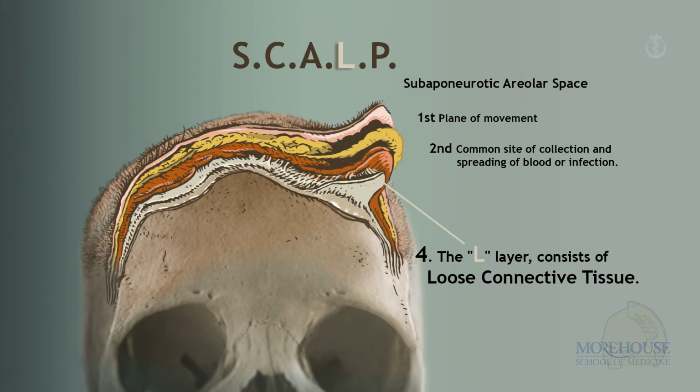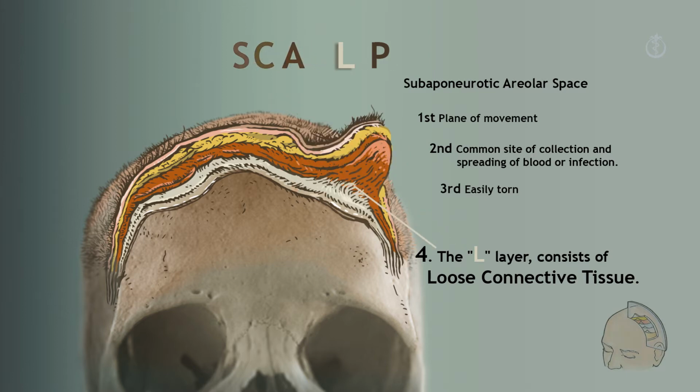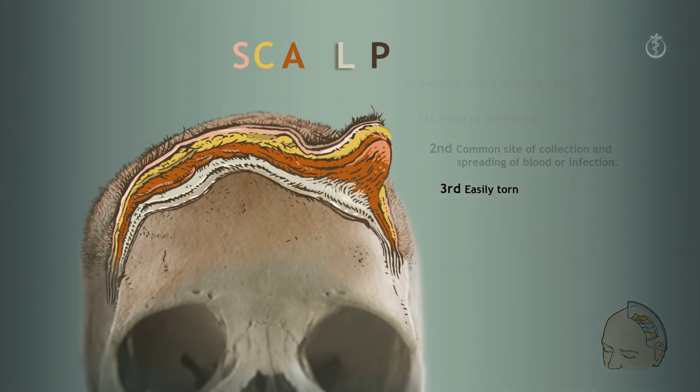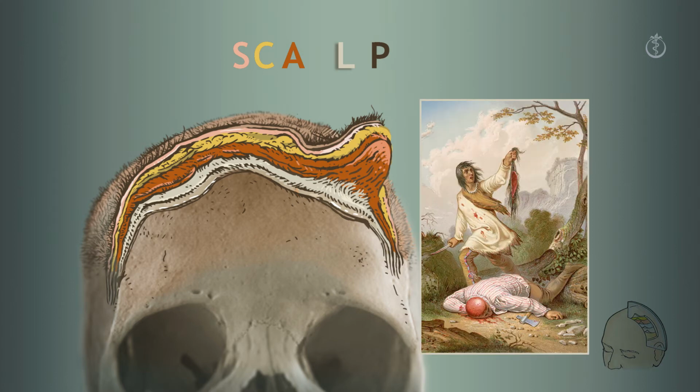Second, this is the common site of collection and spreading of blood or infection within the intact scalp. Third, this layer is easily torn in accidents, thus avulsing the SCA layers together when the scalp is torn off. In a similar fashion, this is basically what was done when people were scalped. With tension applied via the hair, a cut was made down to bone, and the SCA layers were ripped off the skull along the natural plane of separation of the loose connective tissue layer.